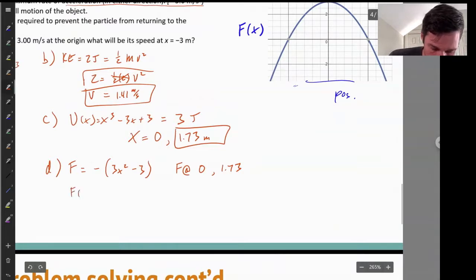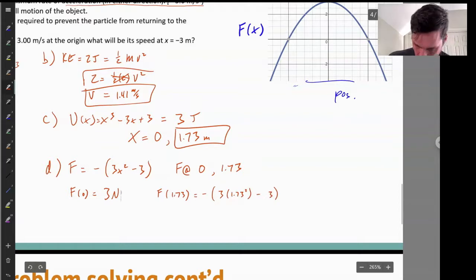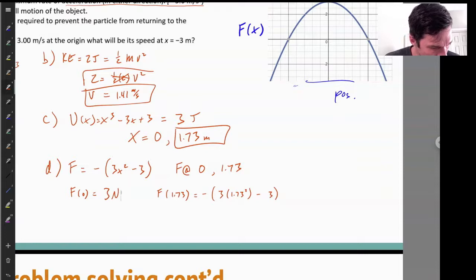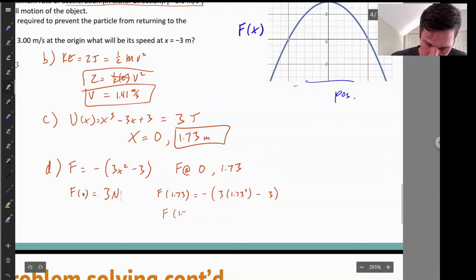So the force at 0 is going to be negative 3 times 0 squared minus 3, which is negative 3. Nope, that's going to be 3 newtons. All right, so the force at location 0 is 3 newtons, and the force at 1.73 is going to be negative 3 times 1.73 squared minus 3, close paren. 1.73 squared times 3 minus 3. The opposite of that is 3. Oh, fantastic. The force at 1.73 is, interestingly, also 3 newtons. I'm surprised by that.